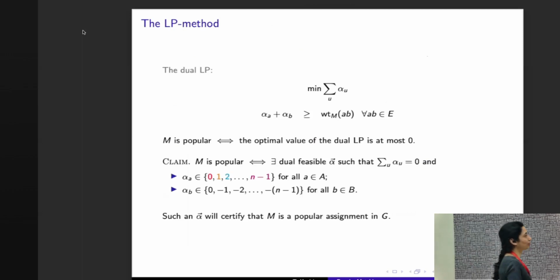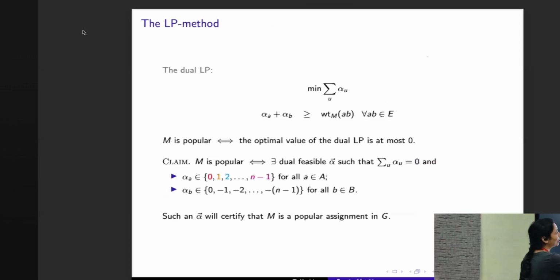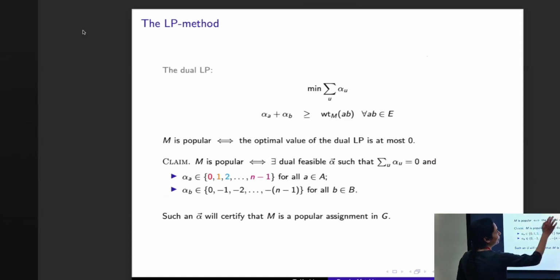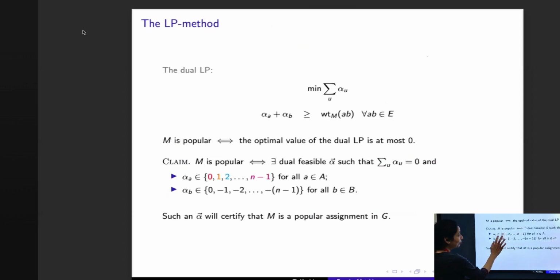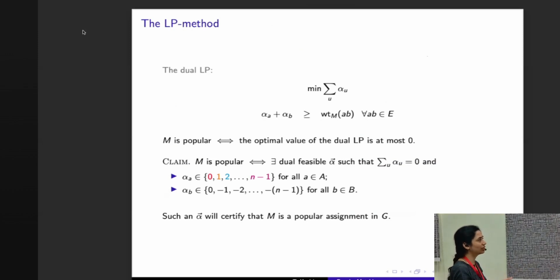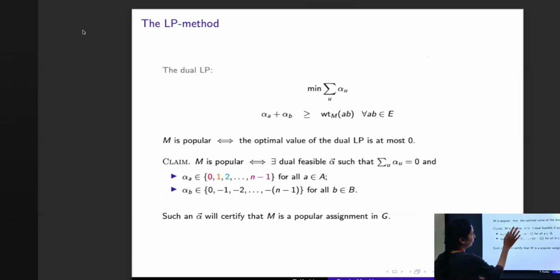M is popular if and only if there exists a dual feasible solution such that the sum of all the alpha values is 0 and every edge is covered. And we show there is always an integral solution. So there is always a nice structured dual feasible solution. This is not hard to prove, but we'll take it for granted. There exists a dual feasible solution alpha such that alpha values of agents are 0, 1, 2 till n minus 1, and alpha values of items are 0, -1, -2 and so on and so forth.